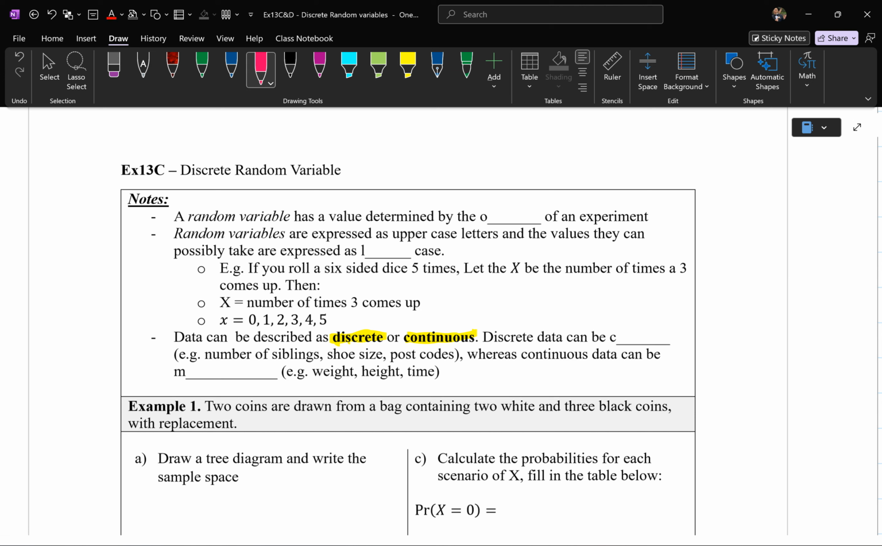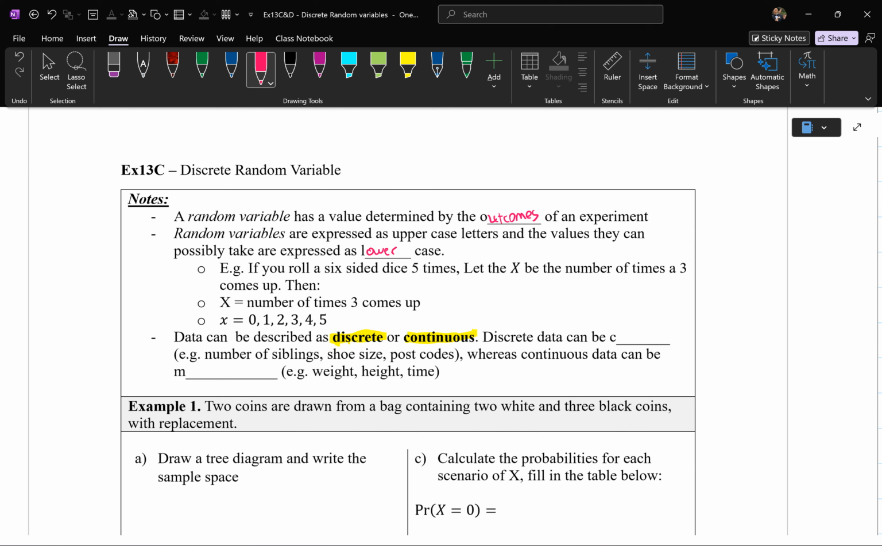A random variable has a value determined by the outcomes of an experiment. So when you do a trial or you're testing something, you are doing an experiment, and the result of that experiment is the random variable because you don't know what you're going to get. Okay, it's like rolling a dice. Random variables are expressed as uppercase letters. So we usually use a capital X to represent the random variable, and the values that it can possibly take, we write with a lowercase. What do I mean by that?